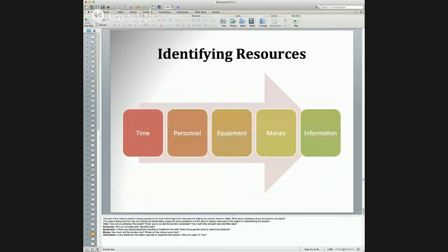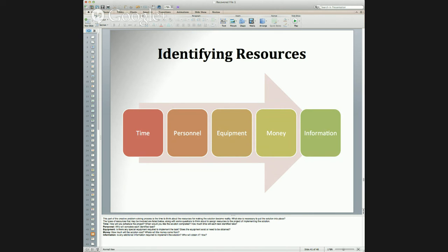This part of the creative problem-solving process is the time to think about the resources for making the solution become reality. What else is necessary to put the solution into place? The types of resources that may be involved are listed as you see, along with some questions to think about to assign resources to the project of implementing the solution. Number one, time. How will you schedule the project? When would you like the solution completed? How much time will each task identified take?